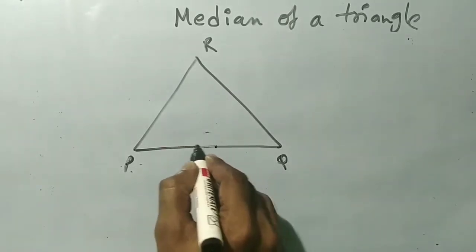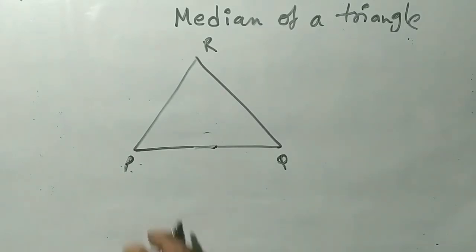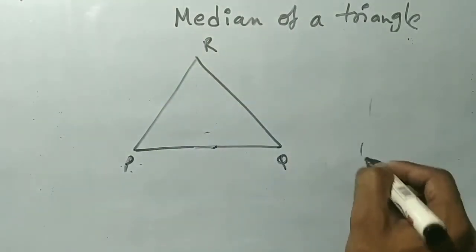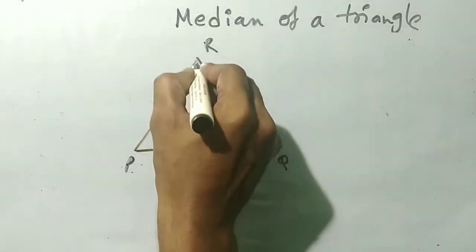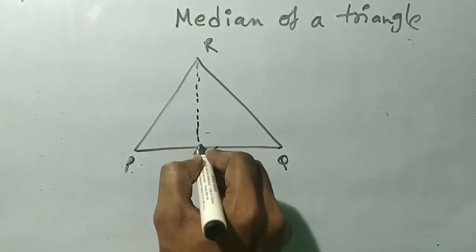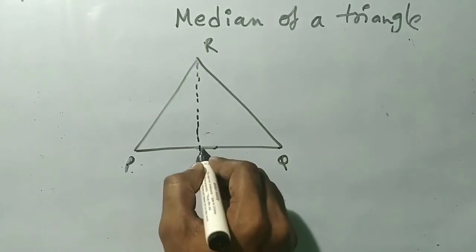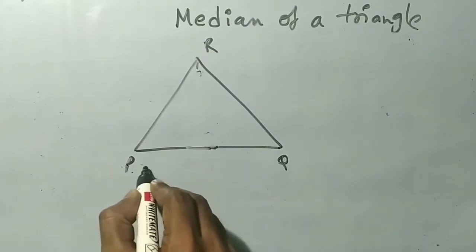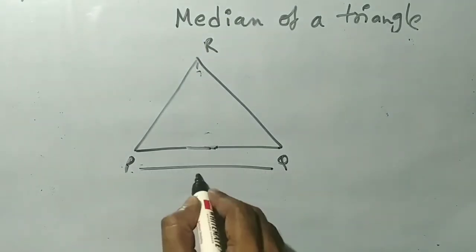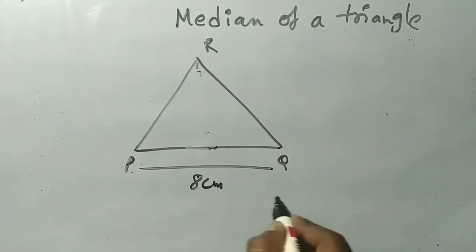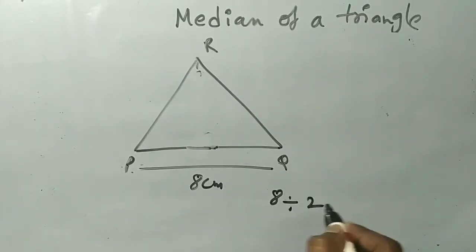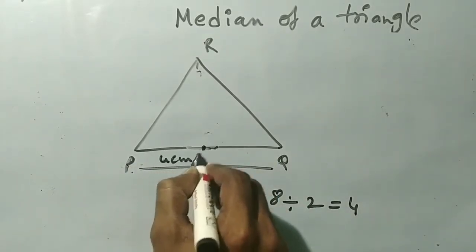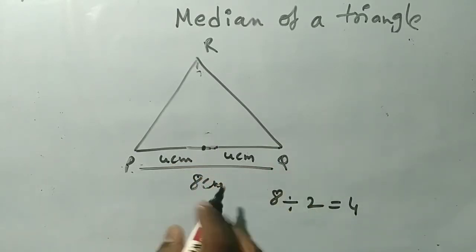How do we make a midpoint? If we cut out a triangle from paper and fold it at the middle, we can form a line, and the fold point is the midpoint. In another way we can also find the midpoint by measuring PQ. It is 8 centimeters. We have to make it half. 8 divided by 2 is equal to 4. So 4 centimeters is the midpoint distance on one side, and 4 centimeters on the other side. Total makes 8 centimeters.